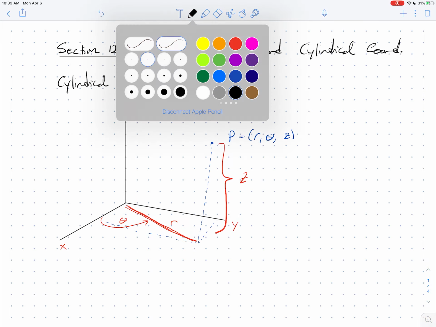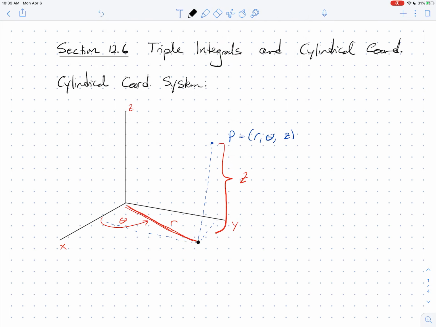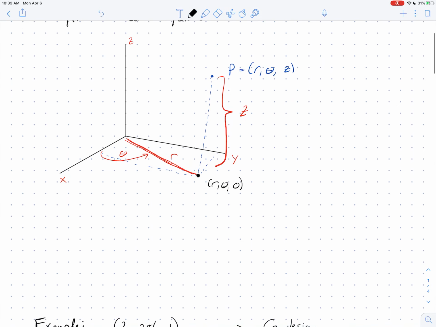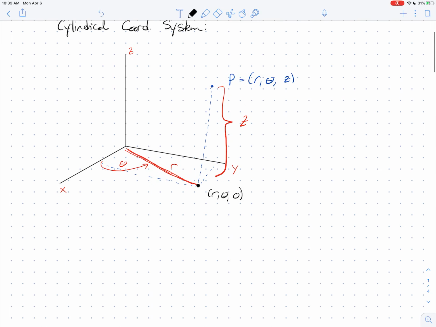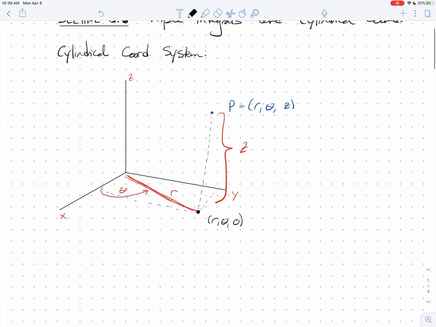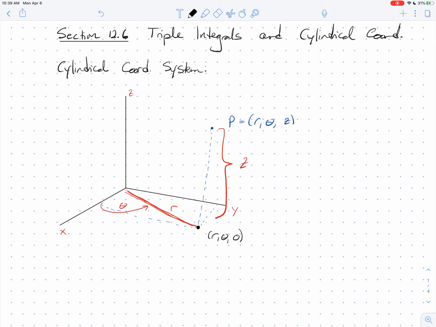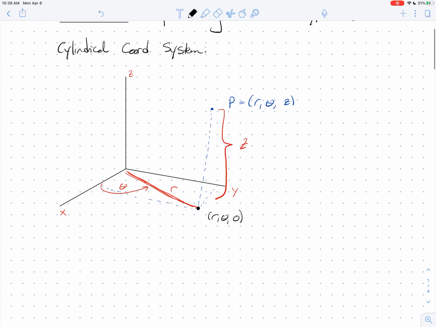So take a moment and ask yourself, what's the coordinate for this point right here, the one below P? Well, this would be r, theta, and then z would be 0. So you can just adjust the z values by going up and down like that. Okay, so I'll just say a couple of words. The usual conversions between x and y and r and theta still hold. The big takeaway is that we're not going to switch z. Z stays the same. You don't convert z to anything.